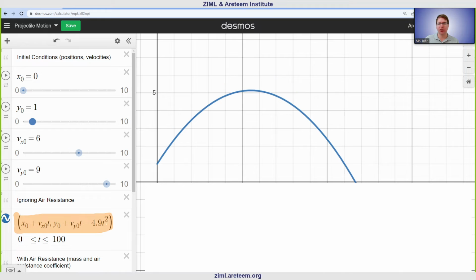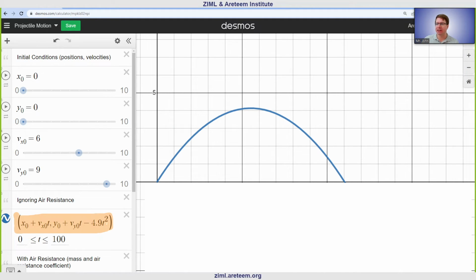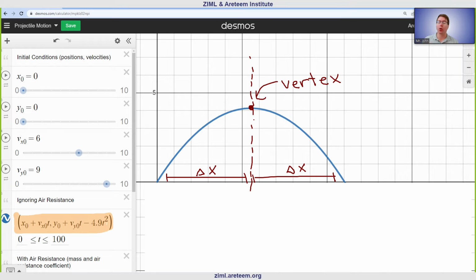You can also change the initial conditions, but just to talk about some of these symmetries, let's leave it starting at x0 is 0 and y0 is 0. Now, the things I want to point out quickly is that because this is a parabola, some of the things we know about parabolas are helpful. So this top point is at the vertex of the parabola. We also have symmetry about this vertex. So when we have this line of symmetry, this change in x over here is equal to the change in x on the other side of that vertex.